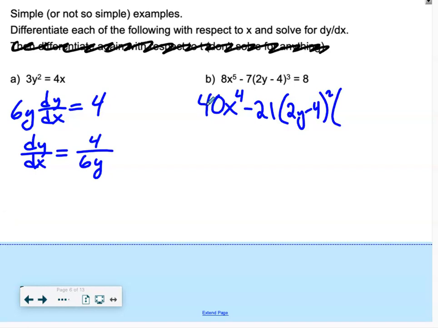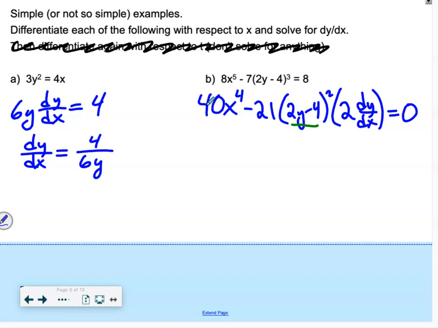Now we're multiplying by the derivative of 2y minus 4. But we're differentiating with respect to x, right? Since the y doesn't match the x, we're going to have to multiply by the differential. So the derivative of 2y minus 4 is 2 times dy/dx. And this whole thing equals what? 0. Don't forget the 8 goes to 0.